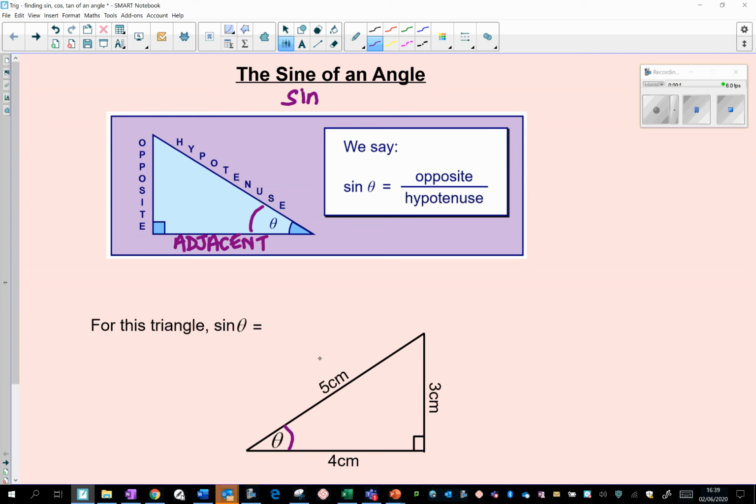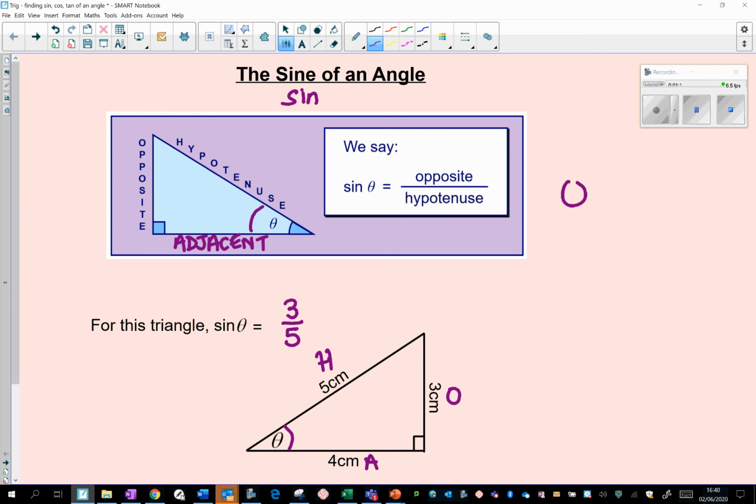So labelling the sides, there's the hypotenuse, the longest side. This one's the opposite angle theta, and 4 centimeters is here. That's the adjacent. To find the sine of the angle, we do the opposite divided by the hypotenuse. So here, that's just 3 divided by 5.